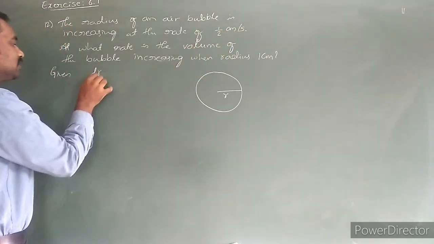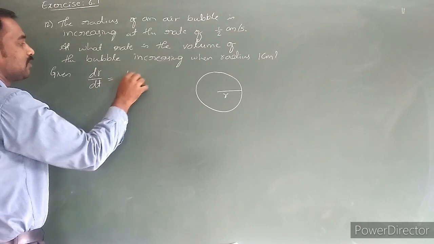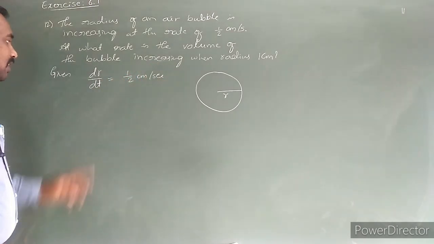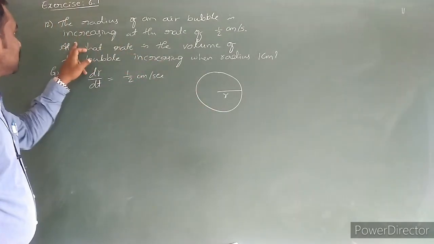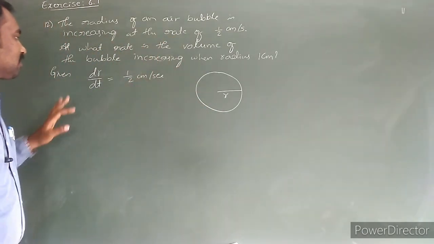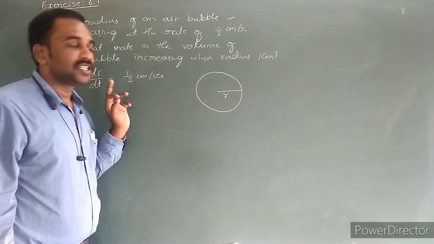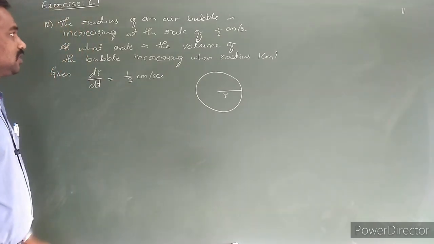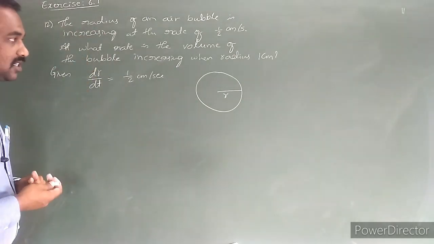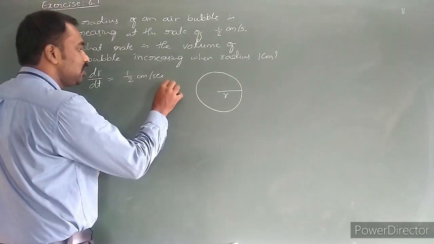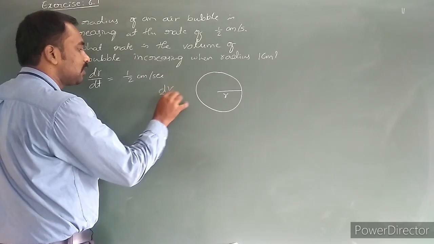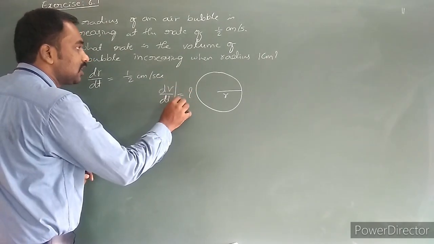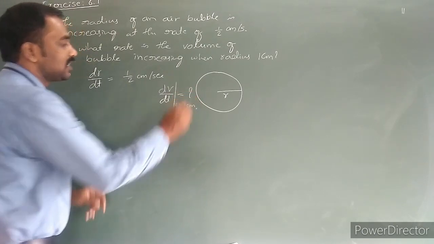Per second, so dr by dt is 1 by 2 centimeter per second, because the rate of change of radius is given. Next, at what rate is the volume of the bubble increasing? That means we need to find dv by dt when the radius is 1 centimeter.